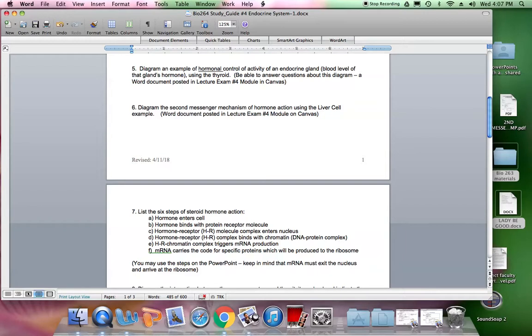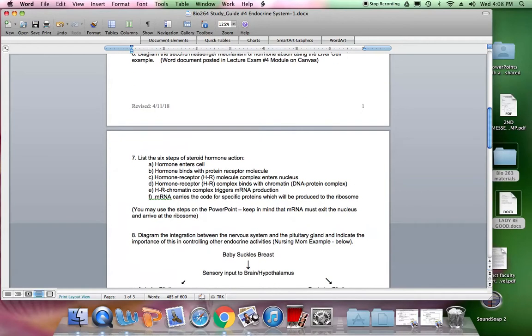So the HR chromatin complex triggers messenger RNA production, and then the 6th step here is the messenger RNA, which carries the code for specific proteins. It will carry this to the ribosome. You can word it however you want, but it's important to remember that this messenger RNA goes to the ribosome, where it will be read in these 3-letter words. They're called codons, and then that will be translated into the sequence of amino acids that are going to be brought together at the ribosome to build polypeptides. All right, that's that one. And it's pretty much the answer right here.